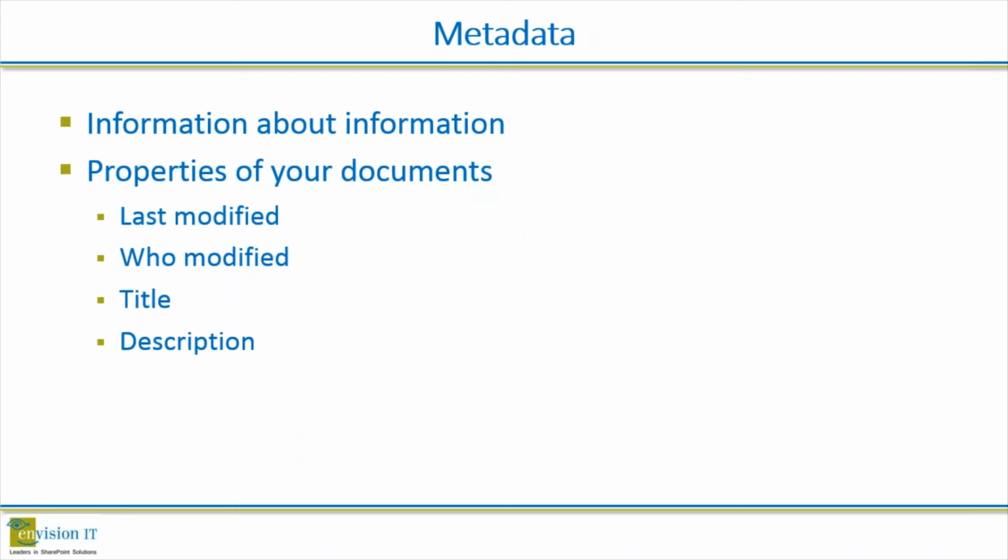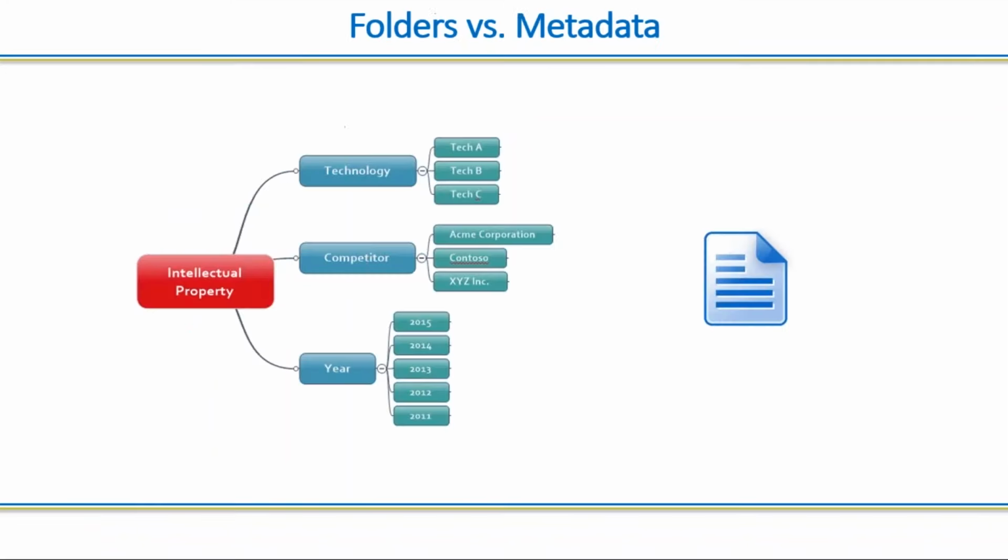When we talk about migrations later on, things like when was it last modified and who modified it is really important. If you do a manual drag and drop migration into Office 365, what will happen is whoever actually dragged that content in, all of those documents will be tagged that that person last modified them on the date that they migrated them. So you'll lose that.